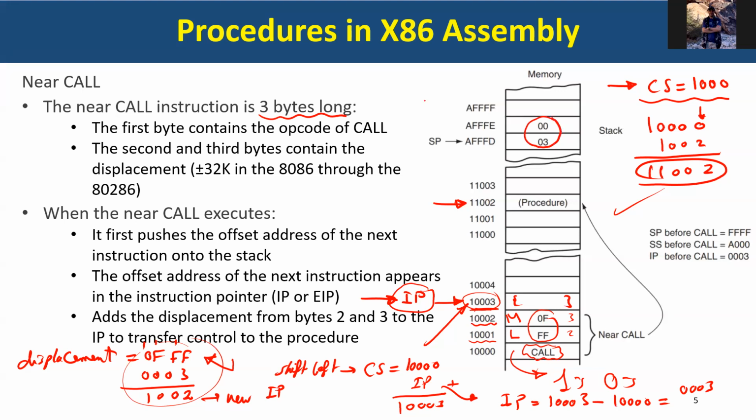So for example, if the last location that was used in the stack was that one here, AFFF, we are going to push 0003, that one. Remember, the IP of that location is 0003, not 10003, because that is the physical address. 10003 is the physical address, but 0003 is the IP here. So we need to store this IP into the stack.